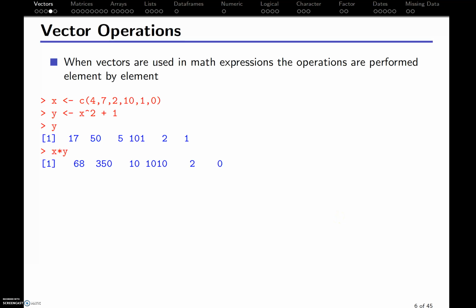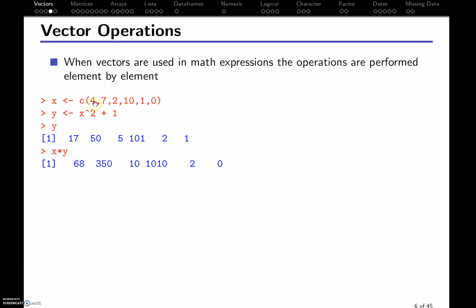So finally, we're going to finish up vectors here, and we're just going to talk about vector operations. When vectors are used in math expressions, the operations are performed element by element, which is perhaps not what you're expecting. So if we have a 6 by 1 vector x, and then we create a new vector y, which will still be 6 by 1, as we see below here.